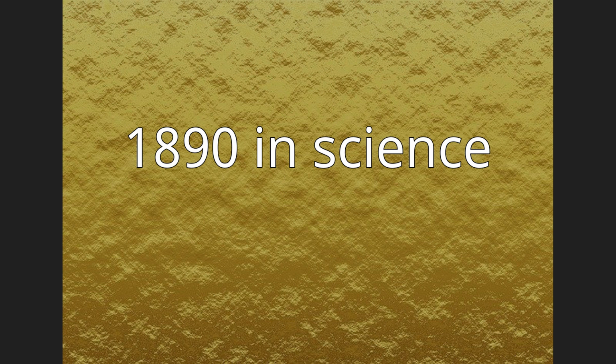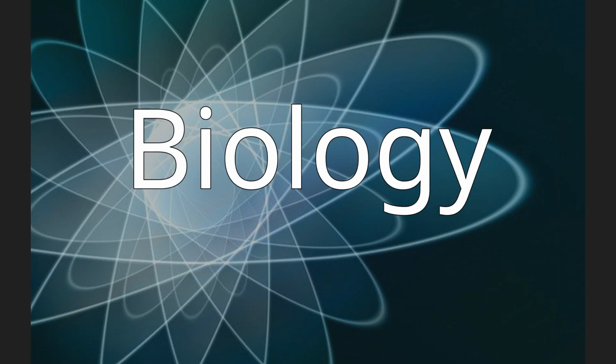1890 in science. The year 1890 in science and technology involved some significant events, listed below. Biology. September 25: Sequoia National Park created in the United States. October 1: Yosemite National Park created in the United States.